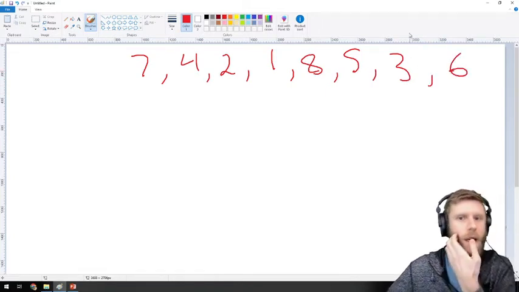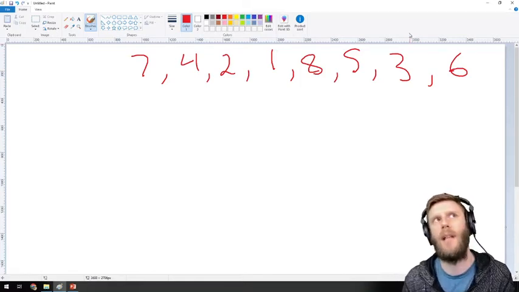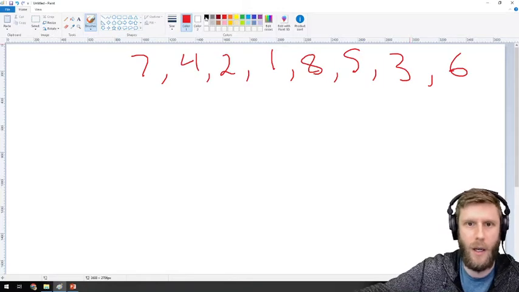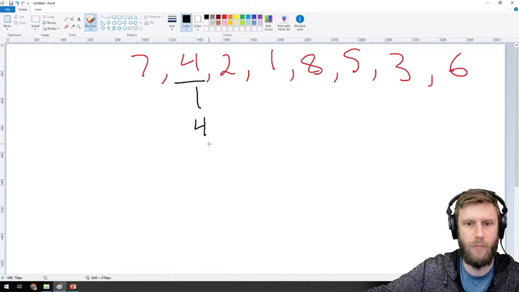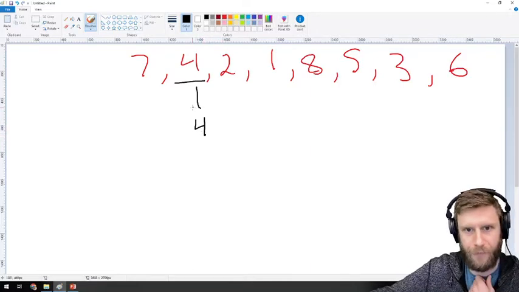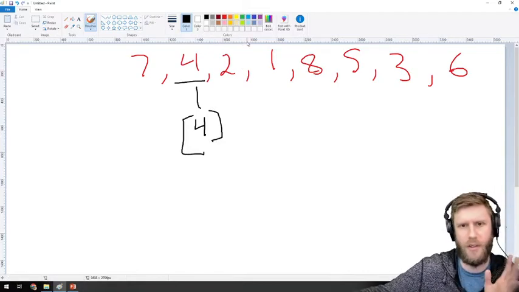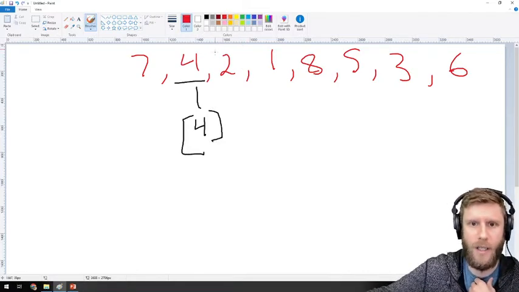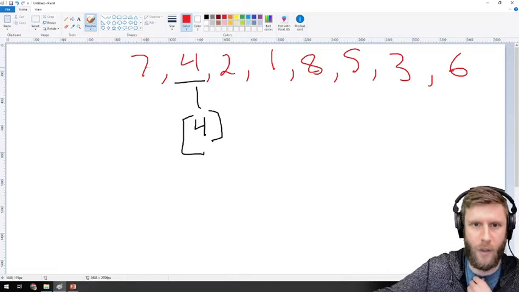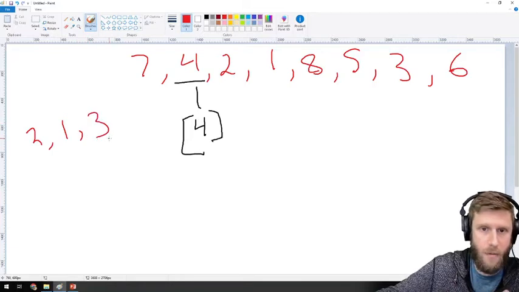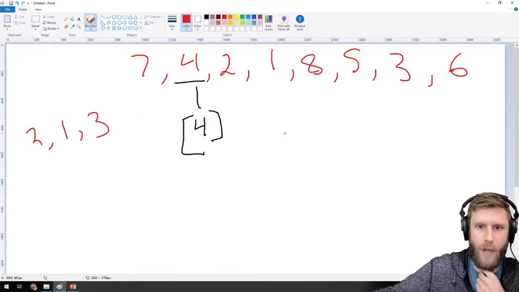Okay. Here's what I'm going to do. I'm going to randomly select one of these as a pivot. Okay. I'm going to select the 4. So I'm going to take the 4, and this is going to be my pivot. And I'm going to make it like a list of size 1. Whatever. And we know it's sorted. Then I'm going to go and take all the numbers that are less than 4 and put them over here. So, okay, 2, 1, and 3. And then all the numbers that are bigger than 4 are going to go over here.